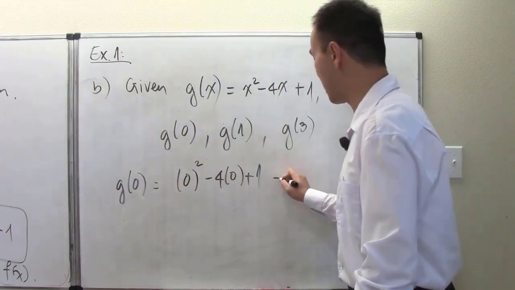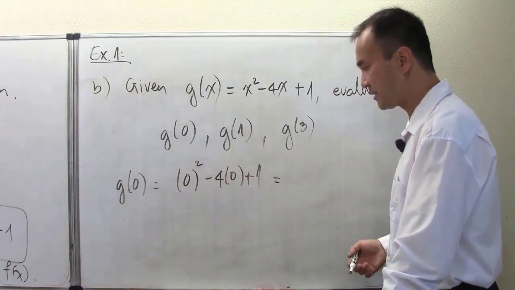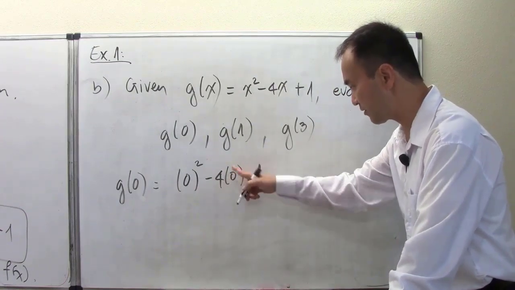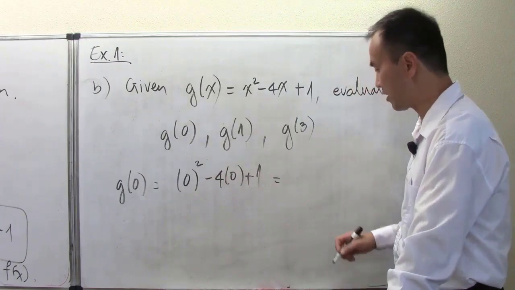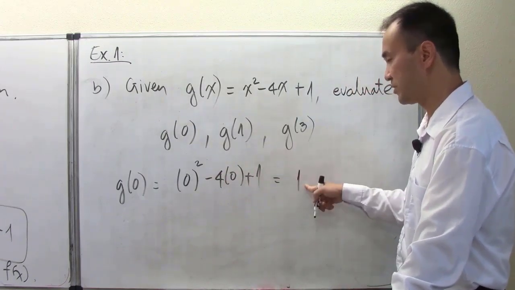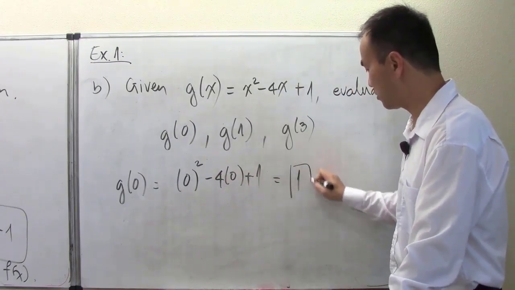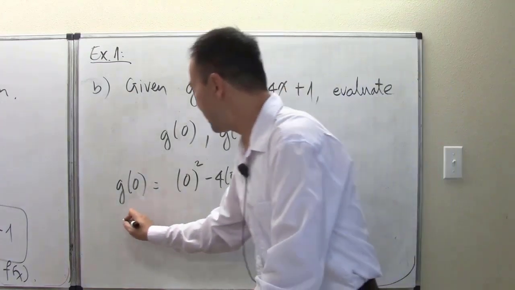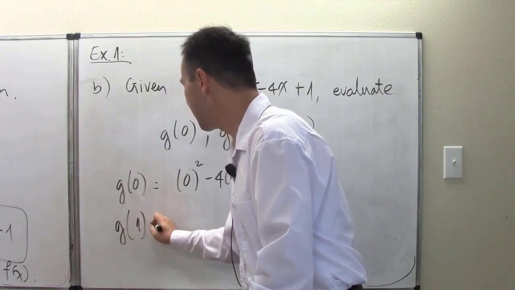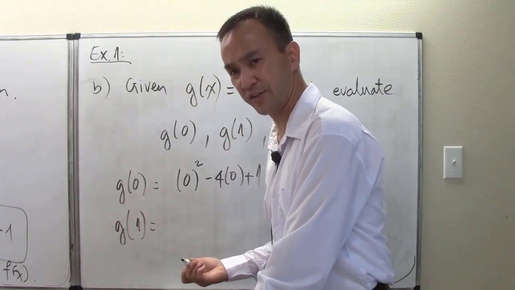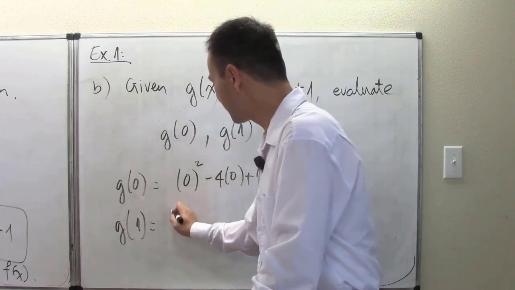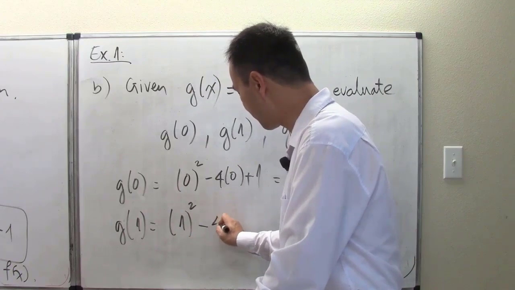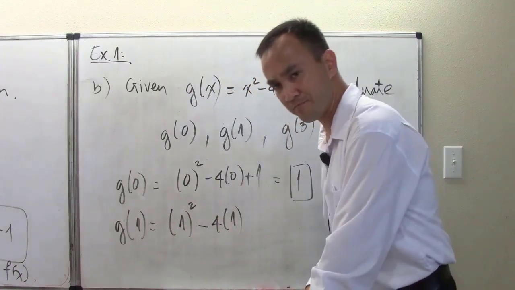The rest of the job is just a final calculation. 0 squared is 0, 4 times 0 is 0. These two terms are 0. That's just 1. So this is the output. We're done with one little problem. That's the end of this particular problem. And then g of 1, another request of the problem. The rule says we square 1 and then minus 4 times 1 plus 1.